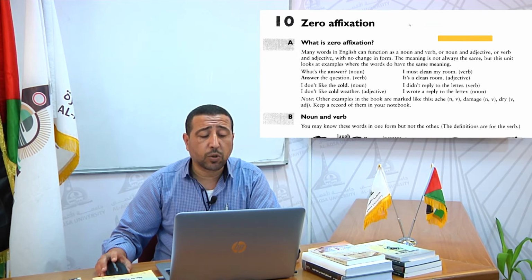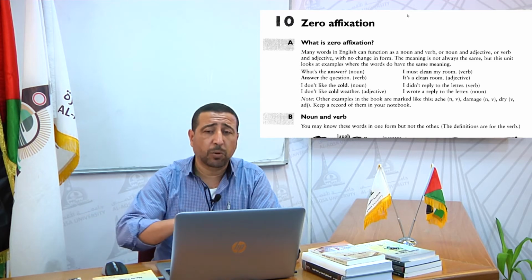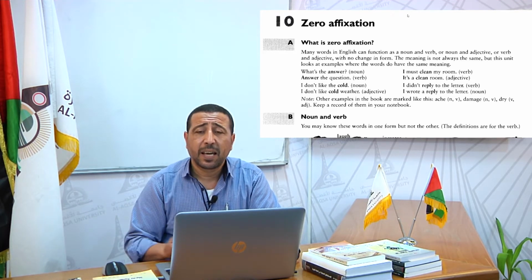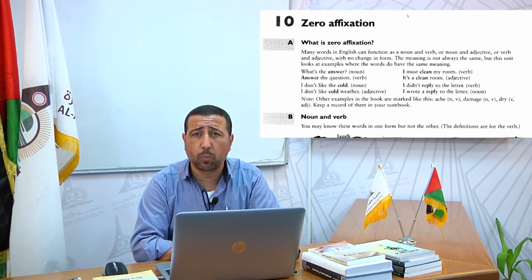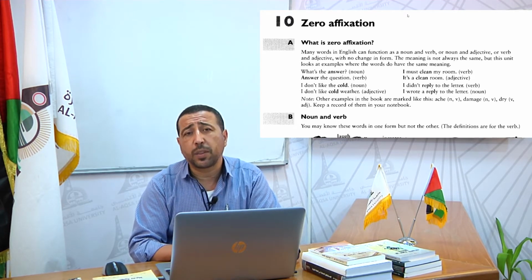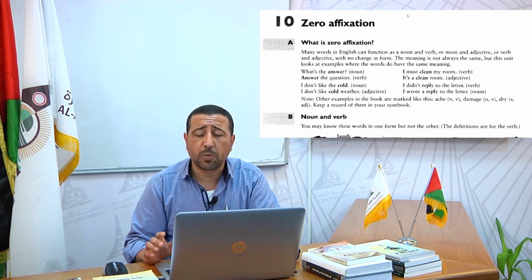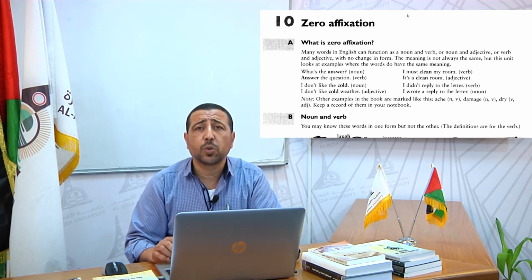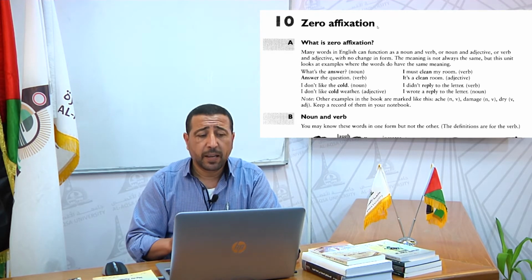Today we are going to talk about zero affixation. We have already talked about suffixes and prefixes. A prefix is a letter or group of letters added to the beginning of a word to change the word into the opposite, and a suffix is a letter or group of letters added to the end of the word to change the class of the word, or the part of speech.